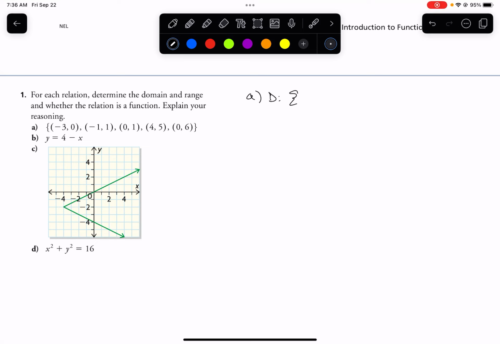Okay, so this is number 1 on your review. We're going to look at, for each relation, determine the domain and range and whether the relation is a function. Okay, and we're going to explain our reasoning.